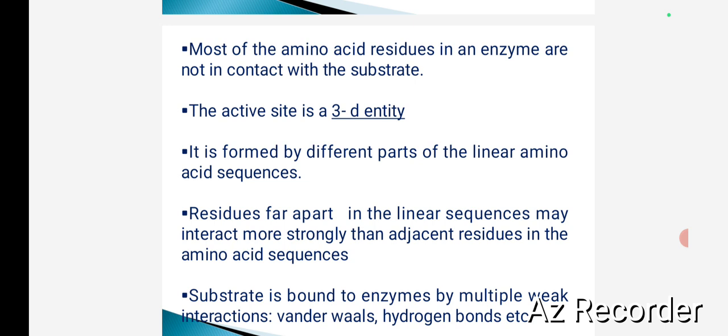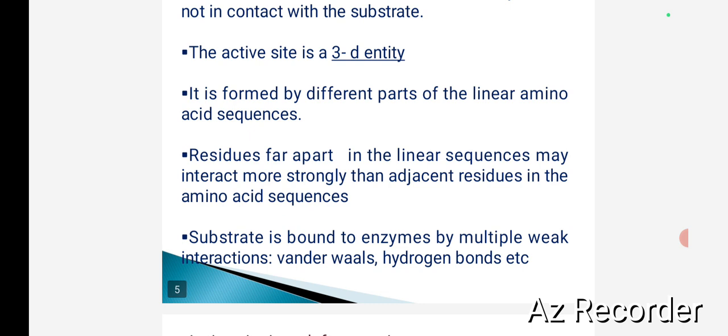The active site is a 3D entity. 3D entity means three-dimensional structure. It is formed by different parts of the linear amino acid sequence. Residues far apart in the linear sequence may interact more strongly than adjacent residues in the amino acid sequence. The substrate is bound to the enzyme by multiple weak interactions, van der Waals forces and hydrogen bonds.